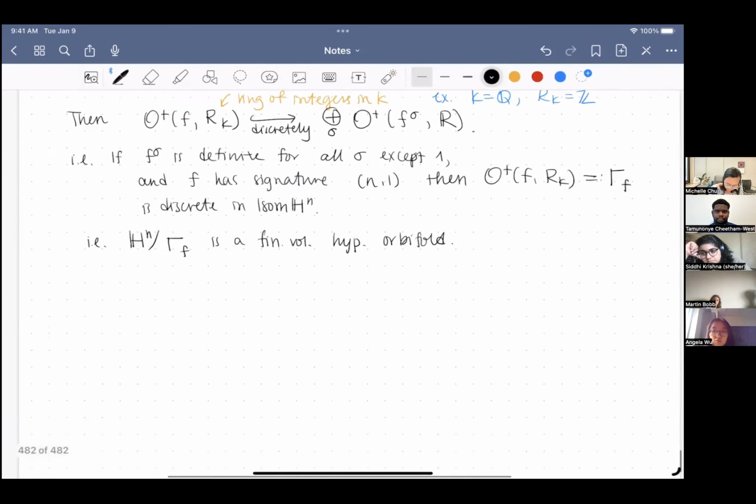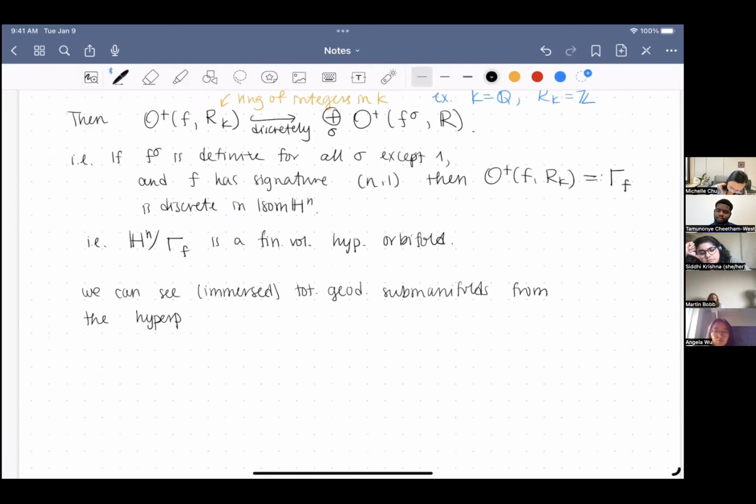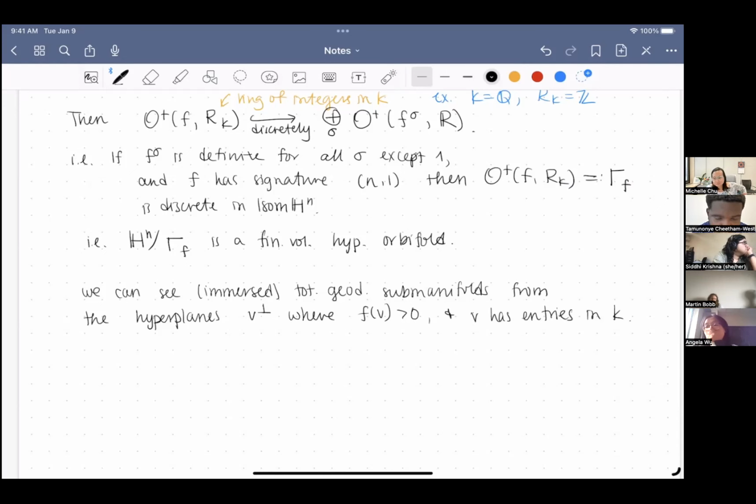But something that's really interesting about this one is that we can actually see immersed totally geodesic submanifolds from the hyperplanes that look like this, where, again, remember that I wanted this to have positive value. And then this is going to close up to a finite volume n-dimensional, codimension one submanifold whenever v has entries in this field. Okay. So this gives us a way of seeing all of them all at once.